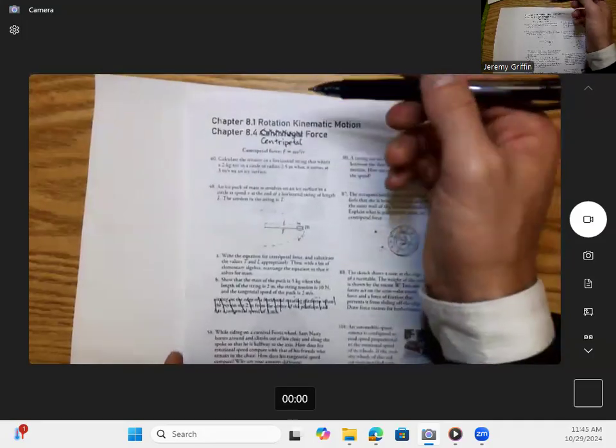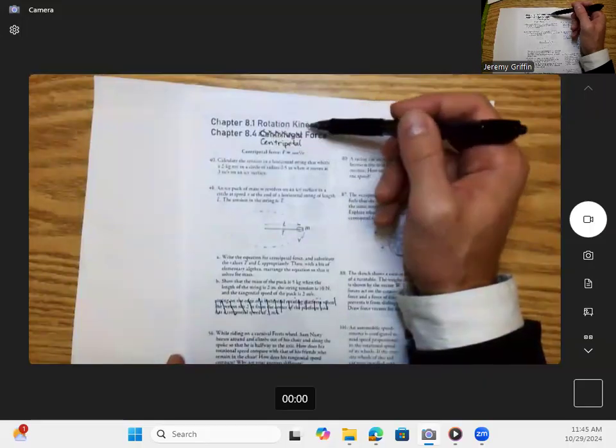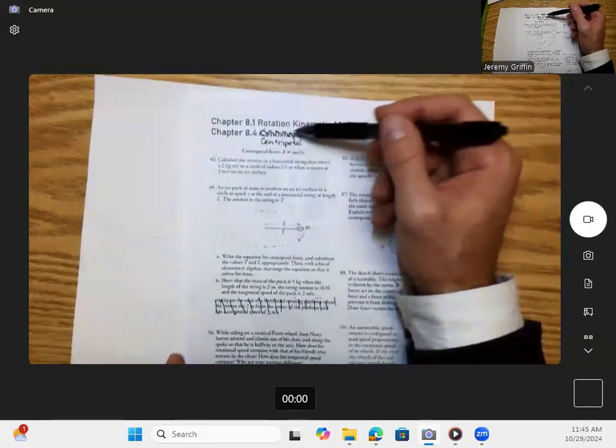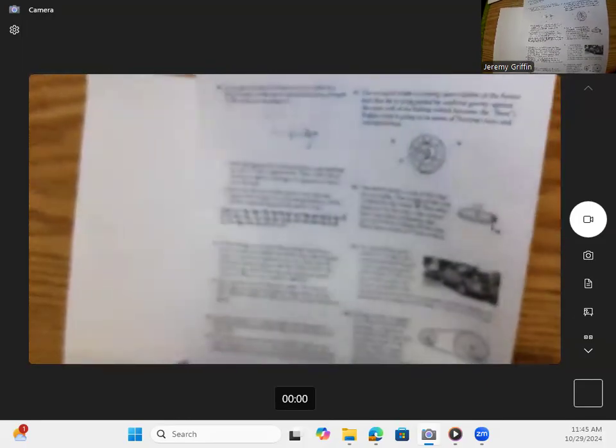Okay. Also, I have another misprint in the title. I may have scratched this out with you guys. I don't know why I typed centrifugal, probably because it was late at night, but I meant centripetal. So oops. All right.